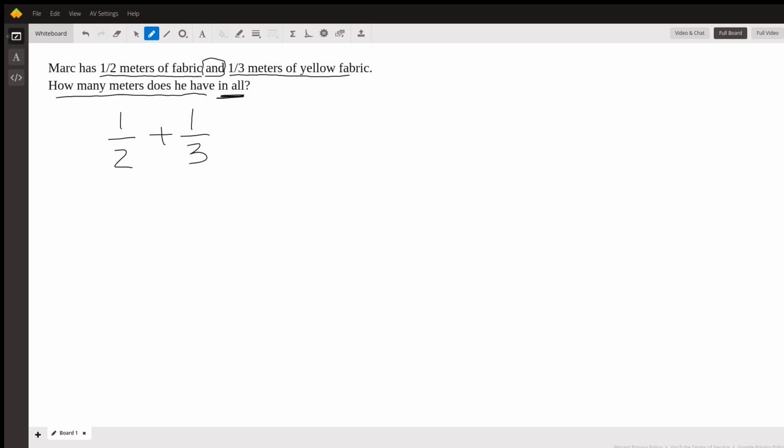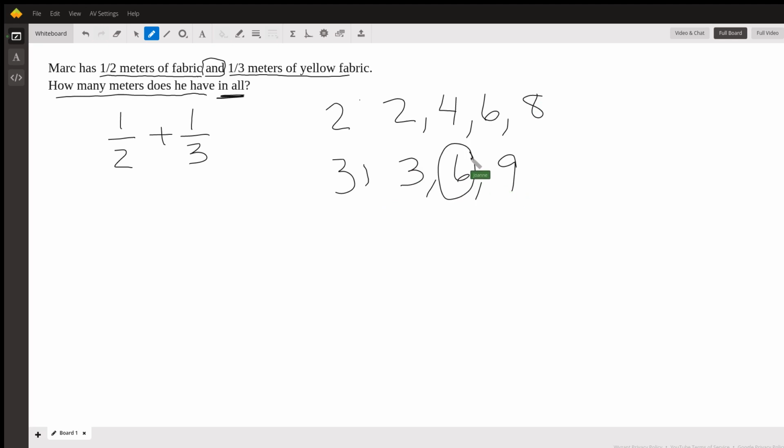The way you find the least common denominator is you're looking for the least common multiple of these two numbers. So if I have the number 2 and the number 3, I'm going to find the multiples of 2. There's 2. 2 times 2 is 4. 2 times 3 is 6. 2 times 4 is 8. Then I have 3. 3 times 1 is 3. 3 times 2 is 6. 3 times 3 is 9. And I'm looking for that number that's common to both. And I see here I have a 6 that's common to both.